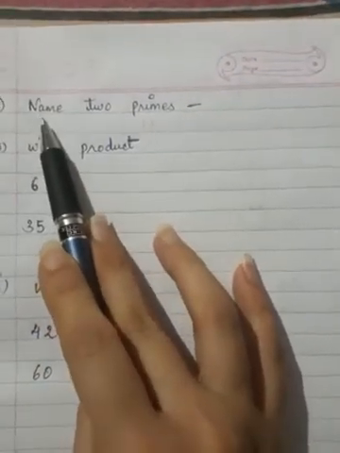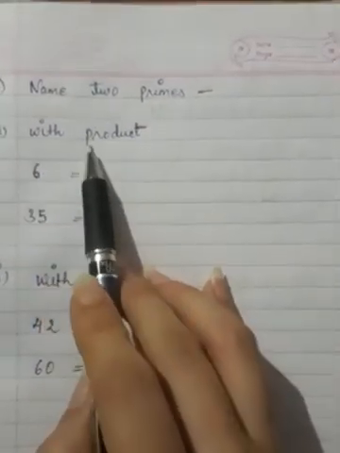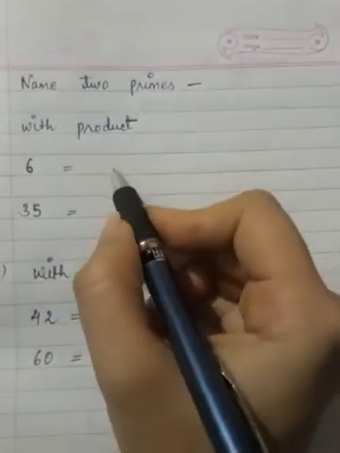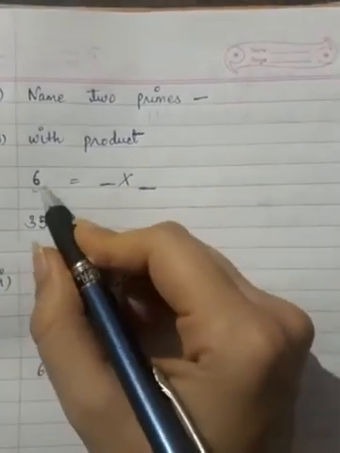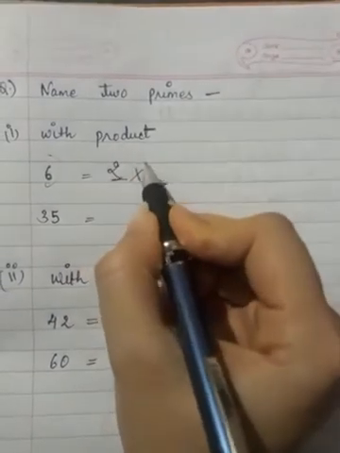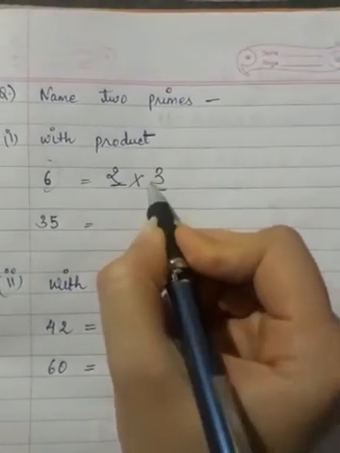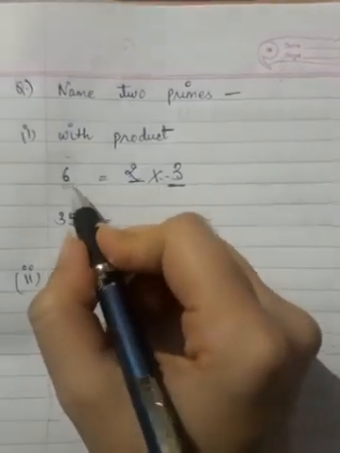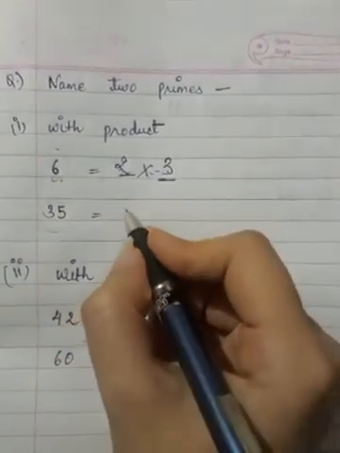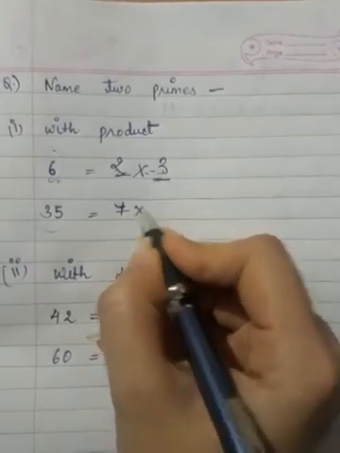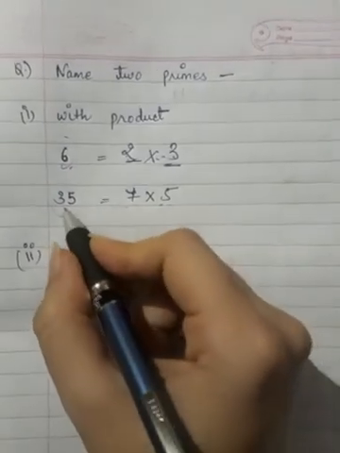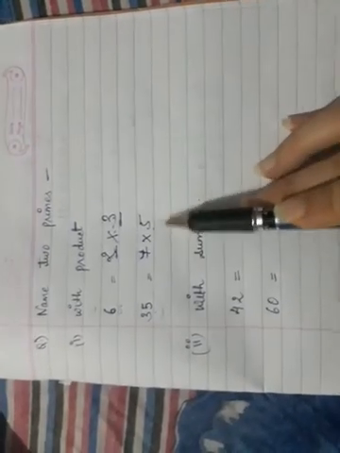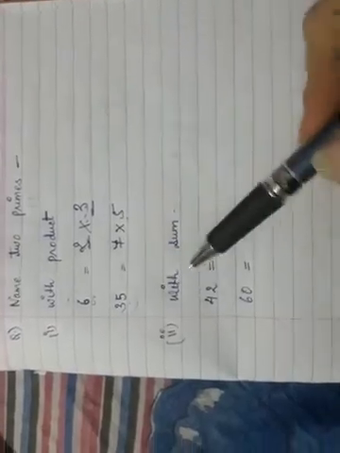Here the question says: name 2 primes with product 6. You have to name 2 primes and their product has to be 6. So the 2 primes that I can take here are 2 and 3, and their product is 6. Now 35 can also be written as 7 into 5, and their product is 35 and both the numbers are prime numbers.